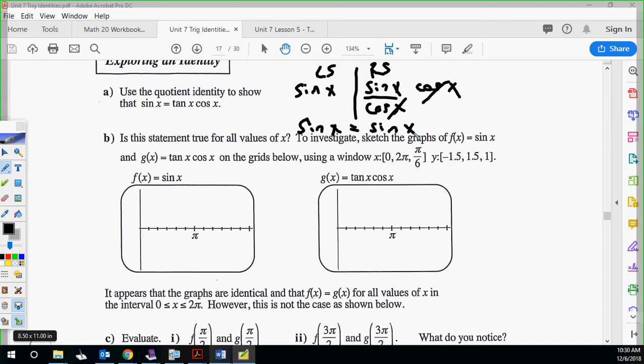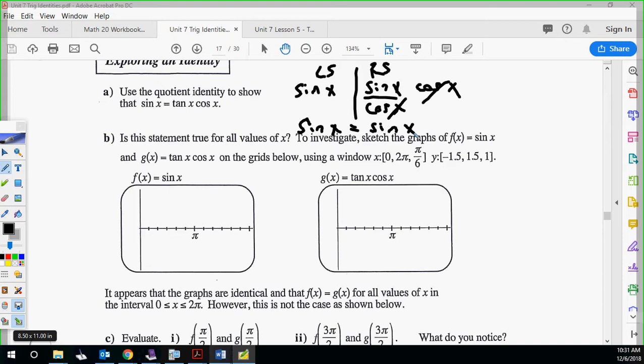Okay, is this statement true for all values of x? To investigate, sketch the graph. So what's happening here, and I'm going to give you a spoiler alert, is remember how we did stuff earlier where we simplified things? When we simplified stuff, did we disregard the non-permissibles? I'm saying when we cancel stuff, was that still a non-permissible, or was it not anymore? It still was. You have to account for stuff that you cancel as non-permissibles.